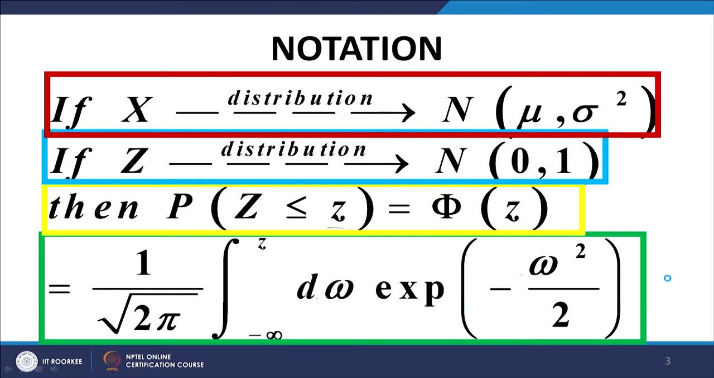Phi of z is the cumulative normal distribution. Please note this. The cumulative normal distribution represents the total probability of the random variable taking values up to a particular value, from the downside. So please note this notation. Let us now go to the assumptions.